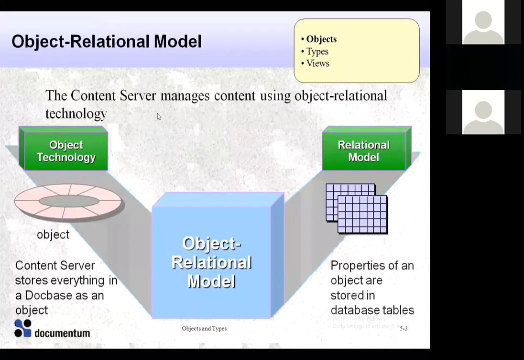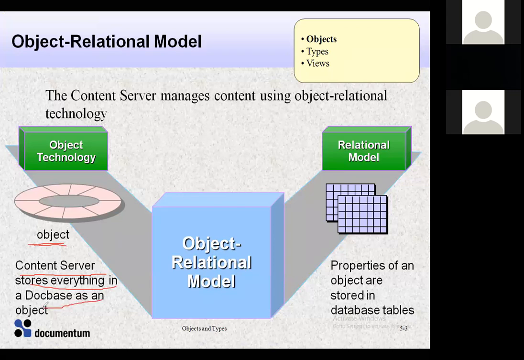So we'll discuss object types in Documentum. As I told you, Documentum stores everything as an object. The content server stores everything in a docbase, in a repository, as an object. For example, if you upload a.pdf file to Documentum, that is an object for Documentum. That's one object.